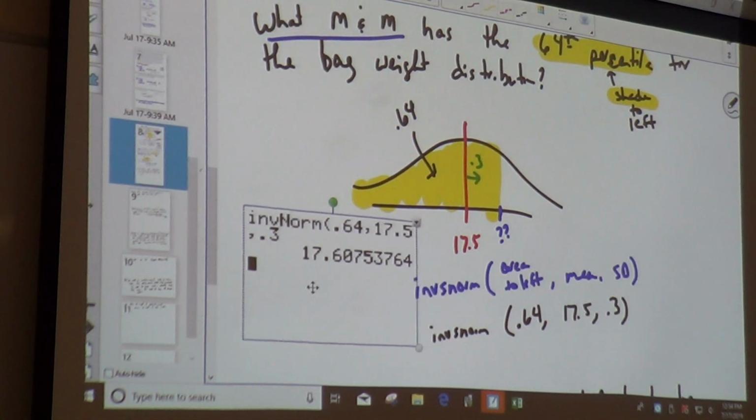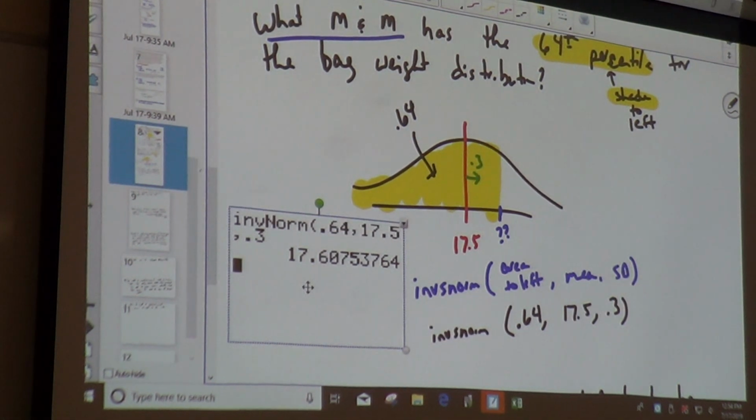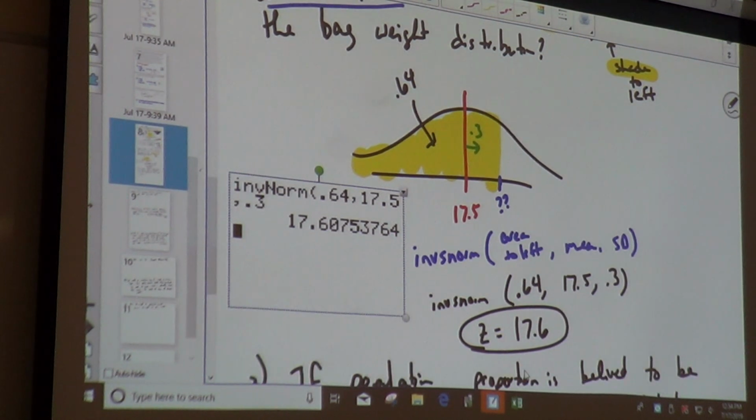So that is telling me that that little M&M is going to be a 17.6. That specific M&M, Josh, we're just doing a review for the test. That specific M&M is a 17.6. Yay?